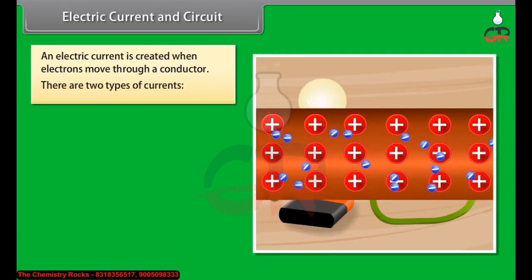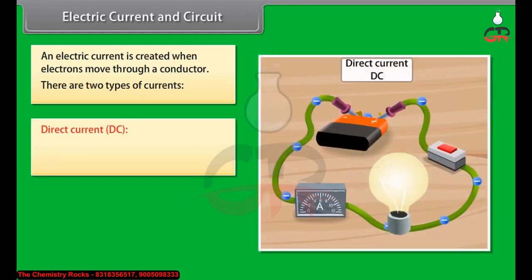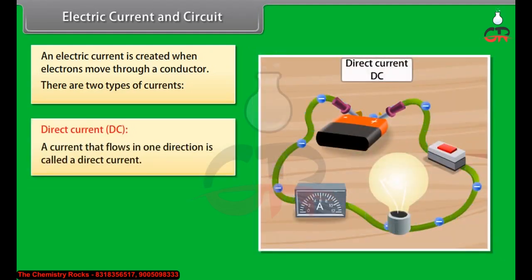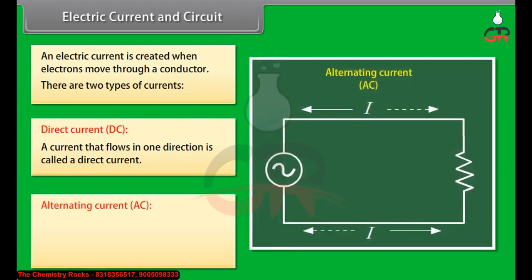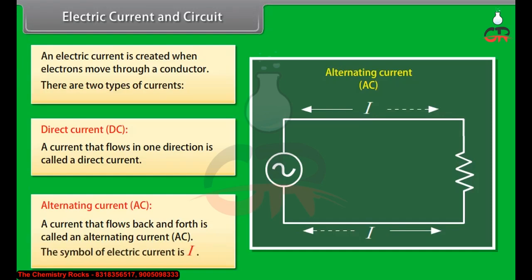There are two types of currents. Direct current, DC. A current that flows in one direction is called a direct current or DC. For example, a battery produces a direct current. Alternating current or AC. A current that flows back and forth is called an alternating current or AC. The symbol of electric current is I.